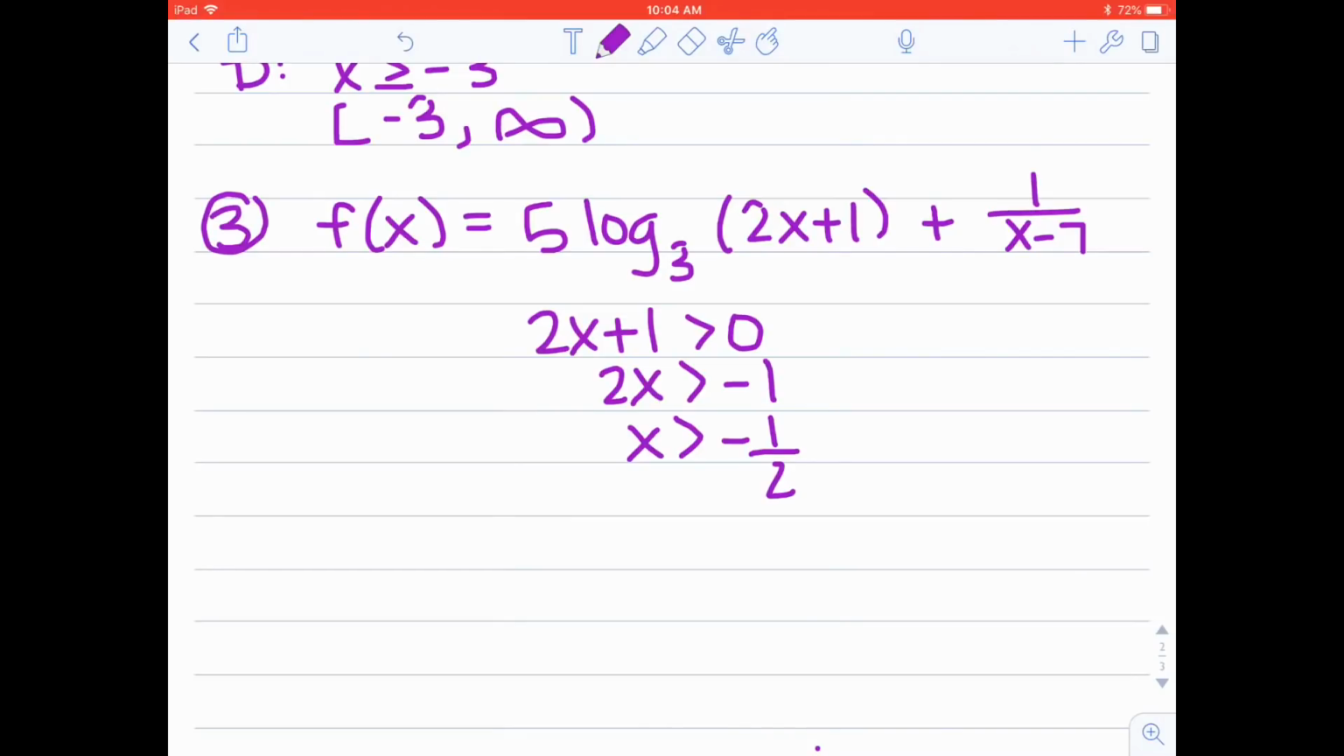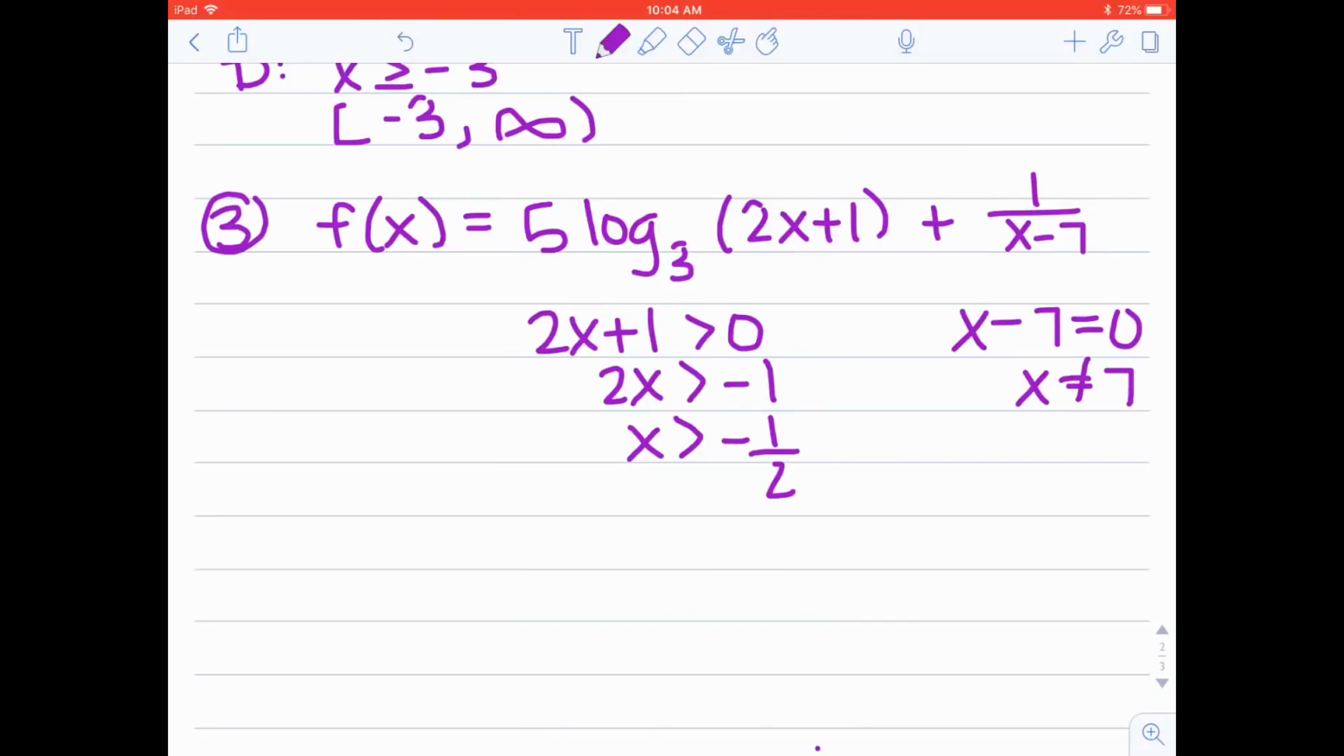Now I have to look at the other limitation I have, and that comes from this rational expression. I know that I cannot have 0 in the denominator. So I have to think about what would make that denominator equal 0. So the denominator equals 0, add 7 over. If x equaled 7, that would make the denominator equal 0, and that's not acceptable. So x cannot equal 7.